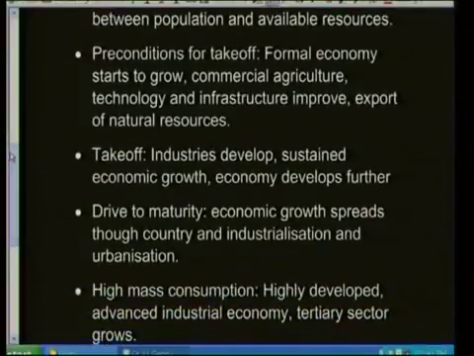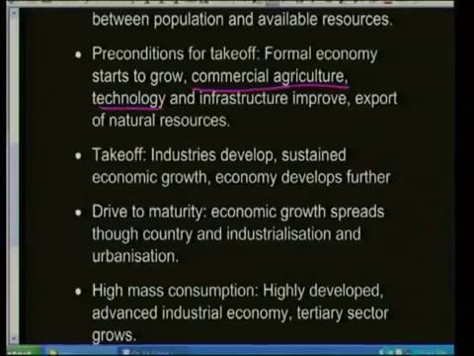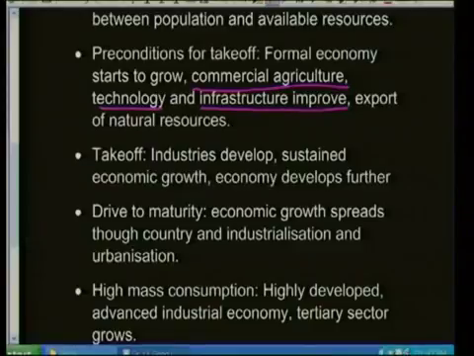Preconditions for takeoff: formal economy starts to grow. Commercial agriculture, which we mentioned, takes over. Technology and infrastructure start to improve. If you are going to be performing commercial agriculture, you need to improve your infrastructure. How do you plan on taking the goods from the farm to the rest of the world? And therefore your infrastructure becomes a whole lot better. Our exports become higher. We are exporting goods that have now been processed.